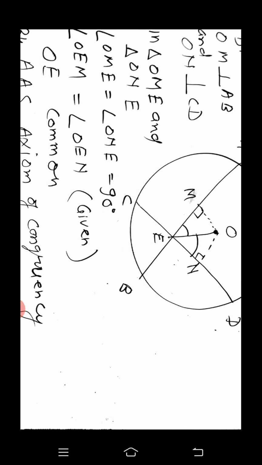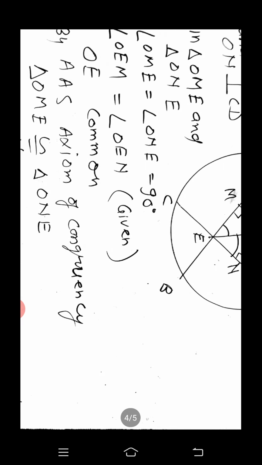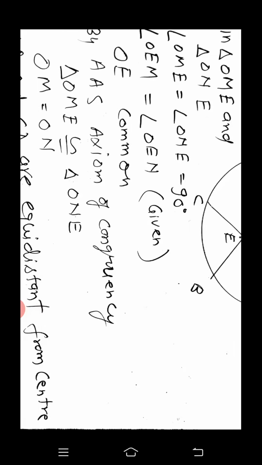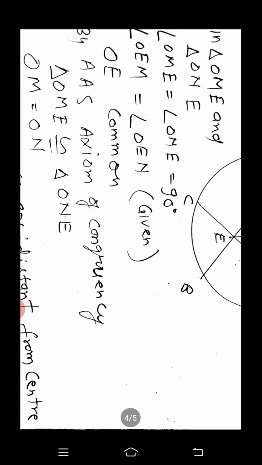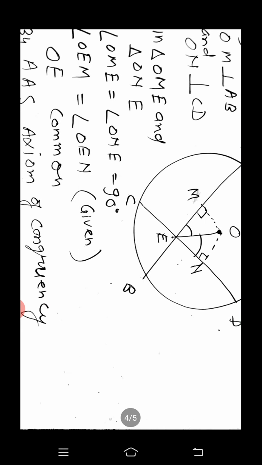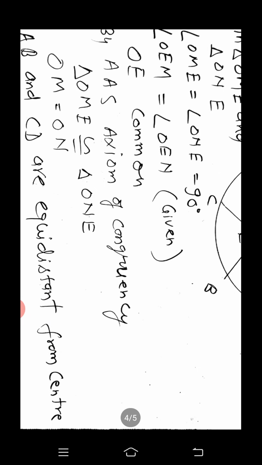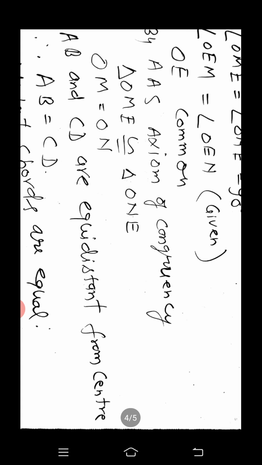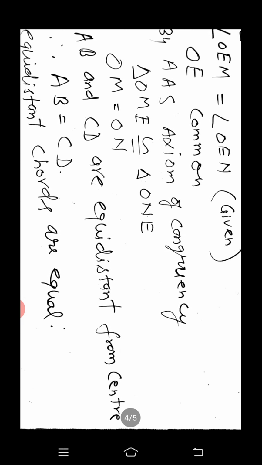So here we get, by the angle angle side axiom of congruency, triangle OME congruent to triangle ONE. When both triangles are congruent, therefore OM equals ON. These perpendiculars OM and ON are equal. So we get that AB and CD are equidistant from the center. So AB will be equal to CD because we know that equidistant chords are equal.